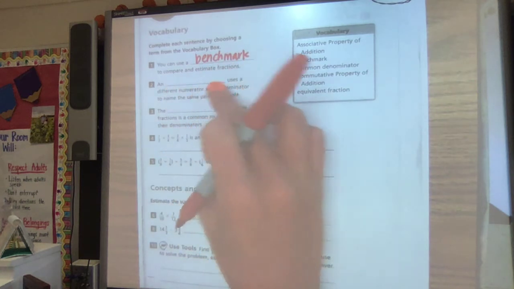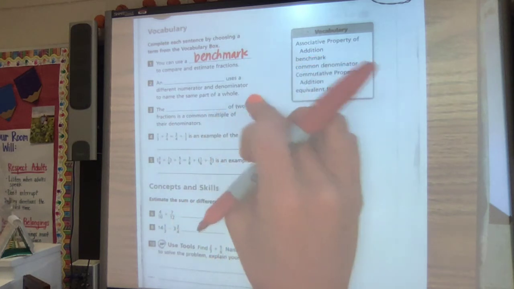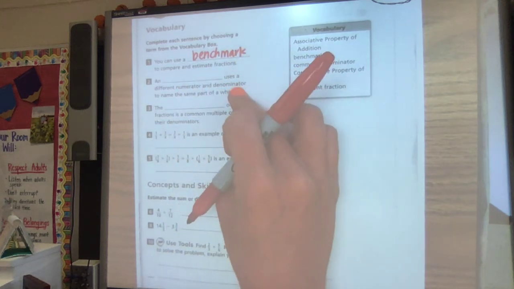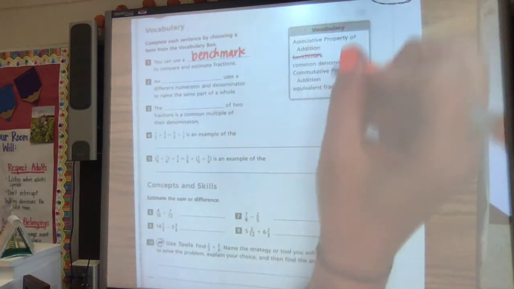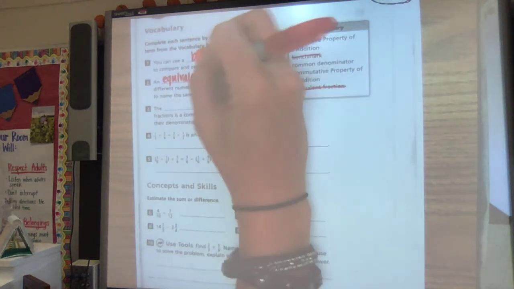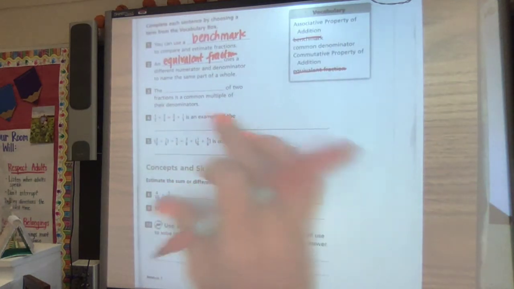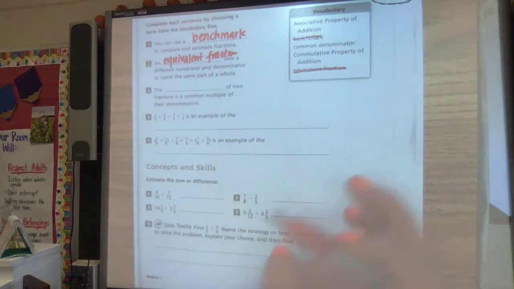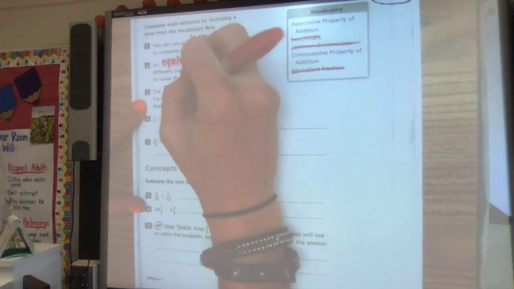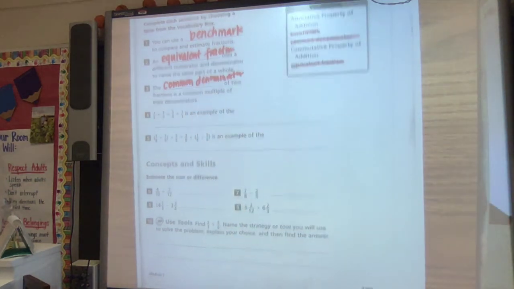Alright, a blank uses a different numerator and denominator to name the same part of a whole, meaning they're equivalent. They have the same value, but they're using a different numerator and denominator. That would be an equivalent fraction. Alright, the blank of two fractions is a common multiple of their denominators. Tells you their words right there. That would be a common denominator. And we have talked and used those a whole lot.